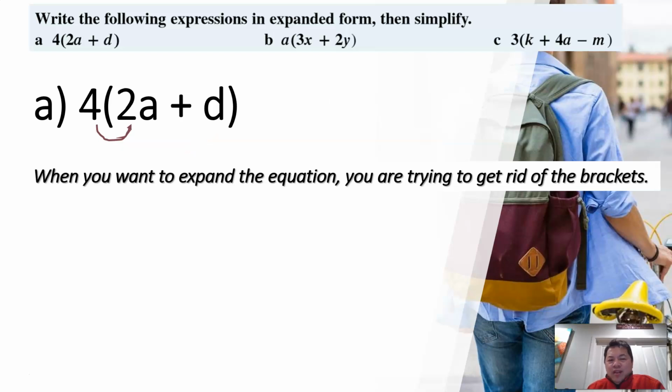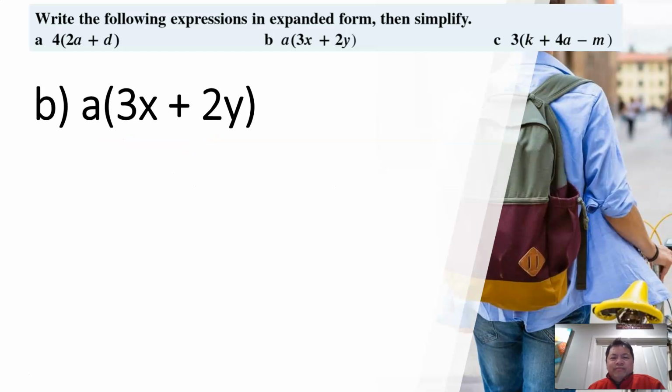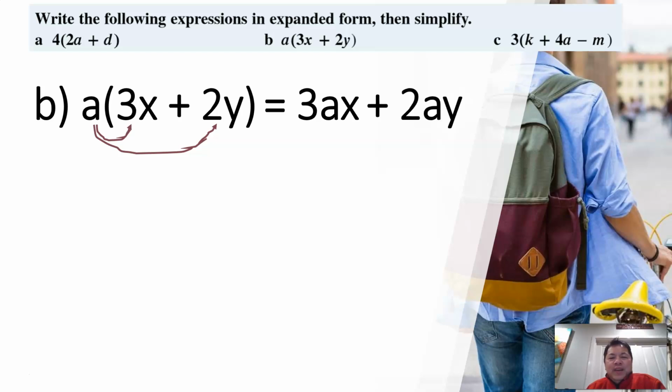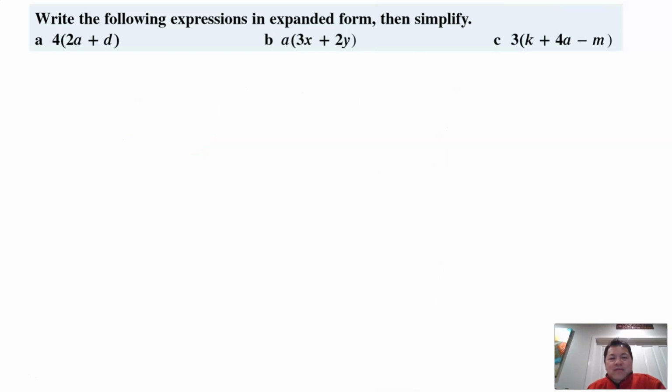So far okay? Let me start again. You expand it one at a time. 4 times 2a, you get 8a. Next thing is 4 times plus d, you get plus 4d. Moving on to the next one. Next, again, I need to draw the curvy arrow. a times 3x, you get 3ax. a times 2y, you get plus 2ay. And that's the expression for this expansion. How about the next one?